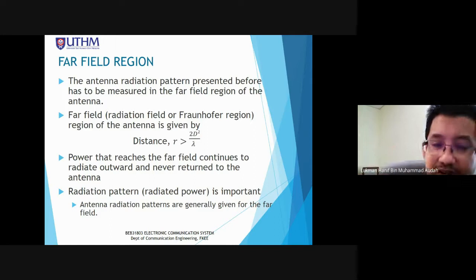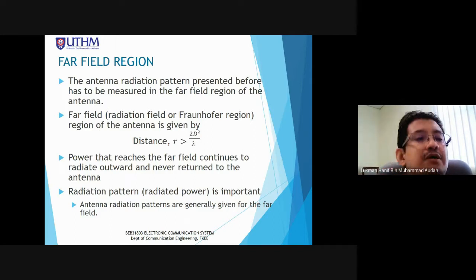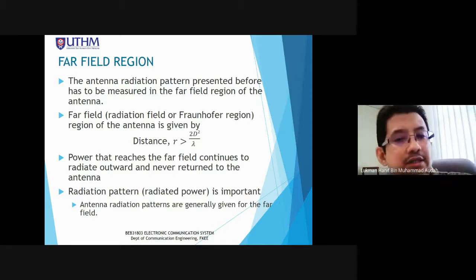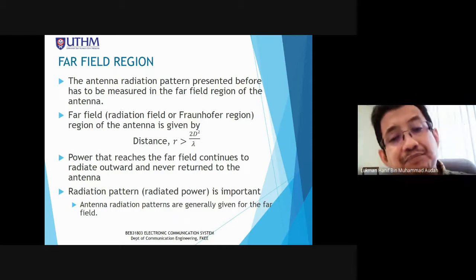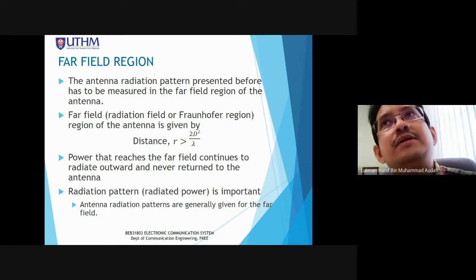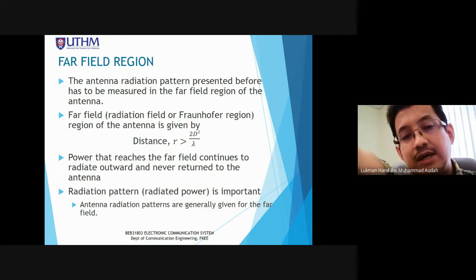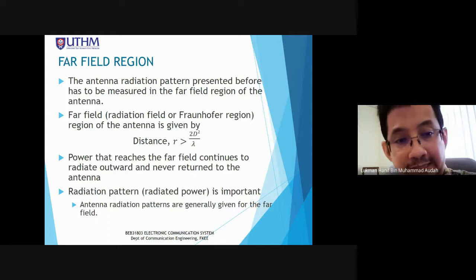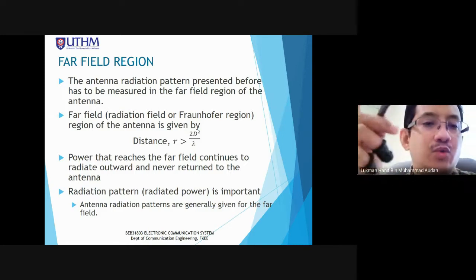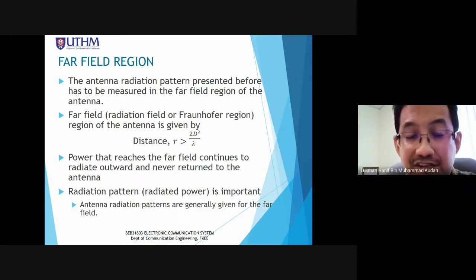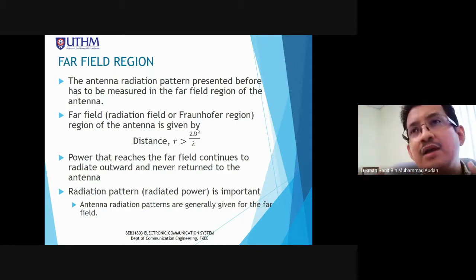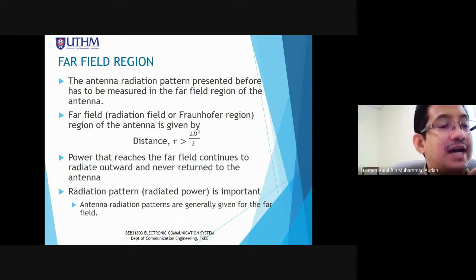Okay, the next topic is about far field region. Ini penting. If I'm not mistaken, ini akan ada ditanya dalam final exam. So far field region is the region far from the antenna. So what happened in this region actually? In far field region, this far field region is what we call as a Fraunhofer region. Okay, dia adalah satu kawasan. Region itu kawasan pada jarak tertentu daripada antena.